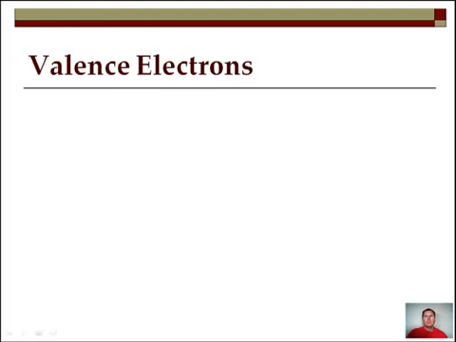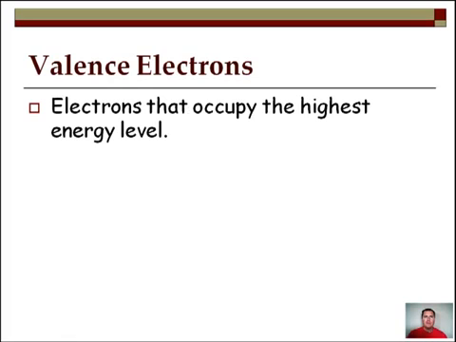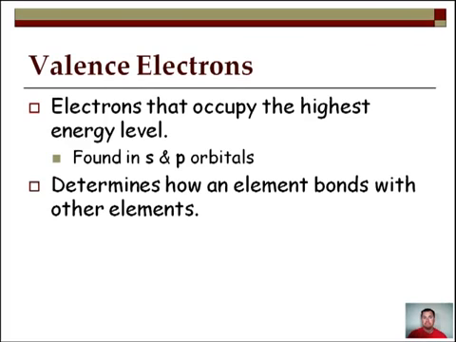What determines whether they gain or lose electrons? That's going to be found in what we call the valence electrons. Valence electrons are electrons that occupy the highest energy level. Think about when we talked about quantum numbers. The principal quantum number was that energy level, and that always basically involved the s and p orbitals. So how many electrons do we find in s and p combined? Well, we know s can hold 2, p can hold 6, so we have a total of 8.